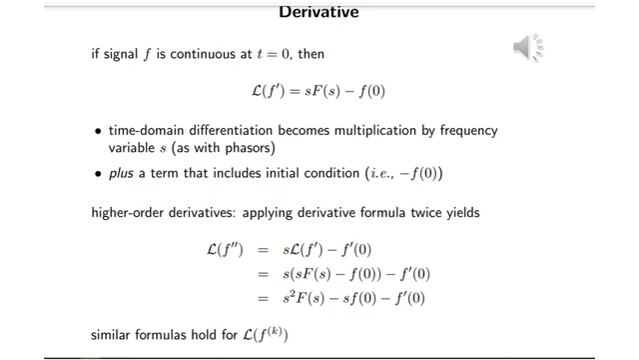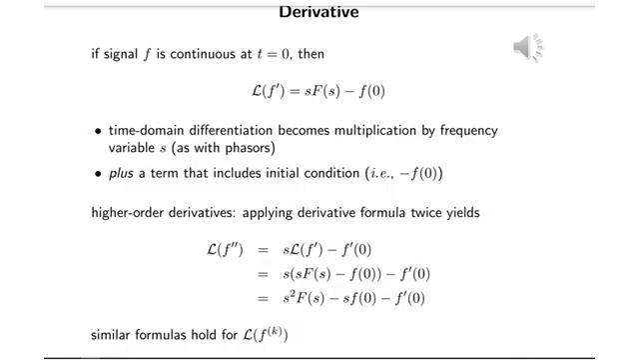So applying the derivative formula twice yields, let's say, the Laplace transform of f double bar is the Laplace transform of f bar minus f bar at 0.